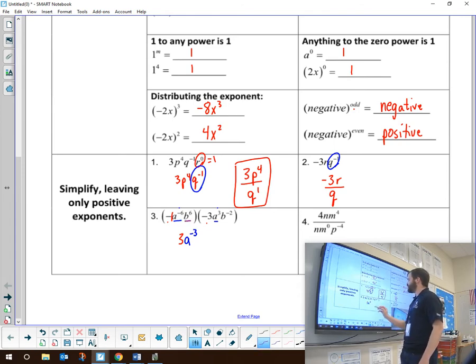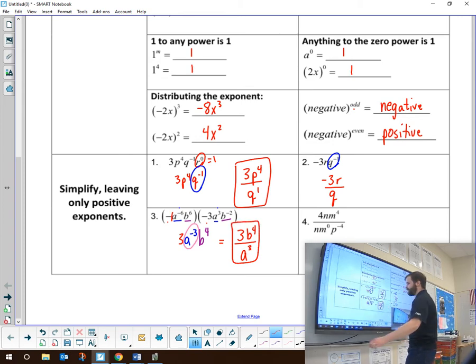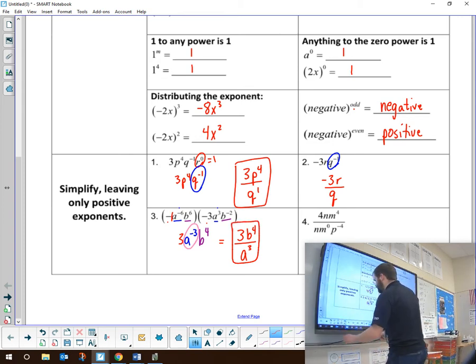Next, my b. We're going to have b to the 6 times b to the negative 2. We're going to add those exponents together, so this is going to be b to the positive 4. Now notice here, I have this a to the negative 3 there. That has to go to the bottom. So we're going to rewrite this as 3b to the 4th, and since I have a negative, it's going to go to the bottom, so we're going to have a to the positive 3 on bottom, just like that.